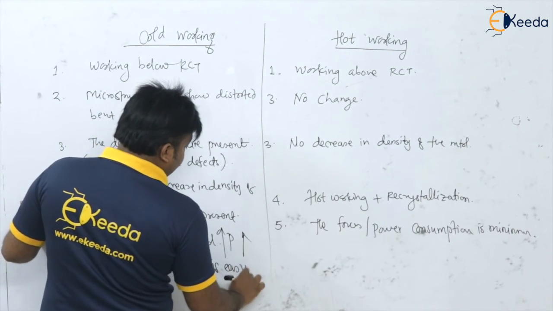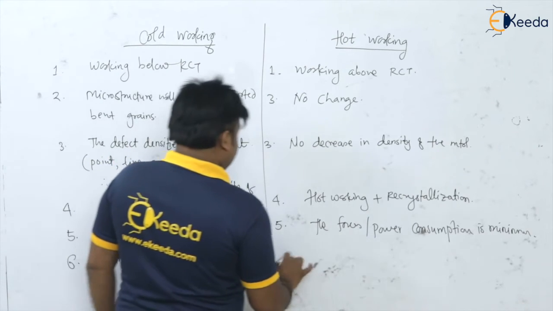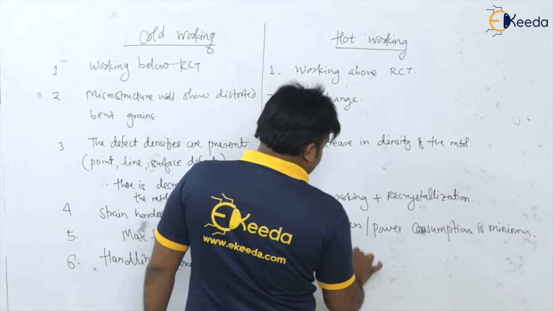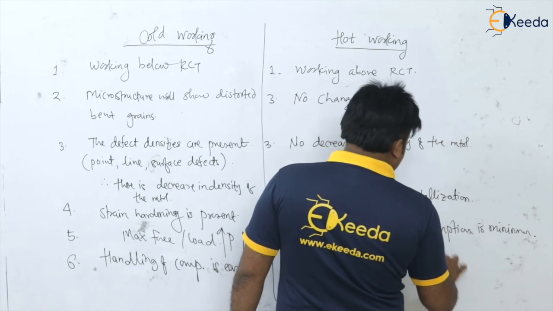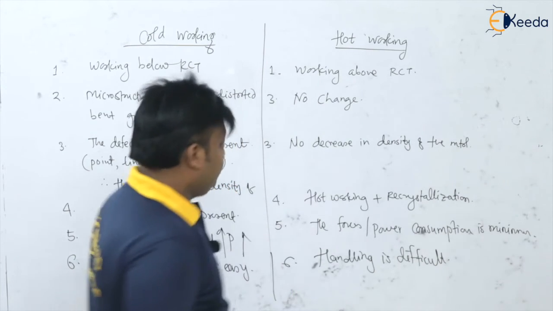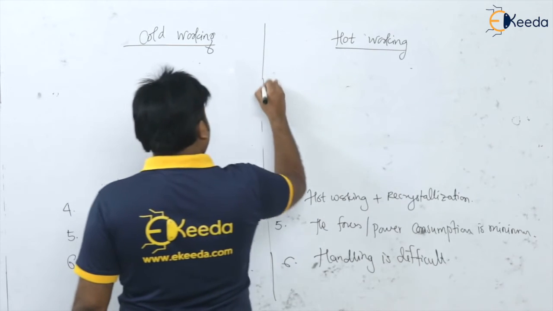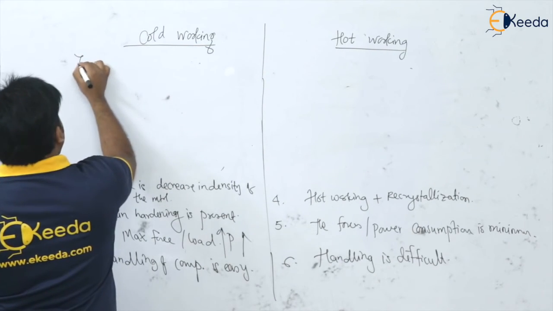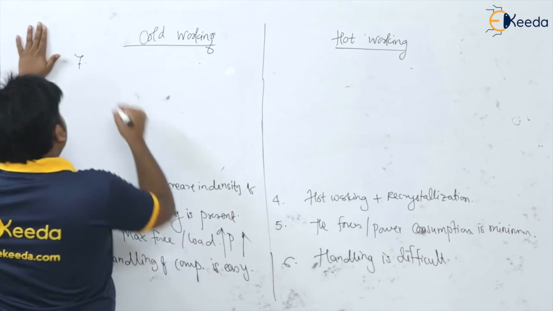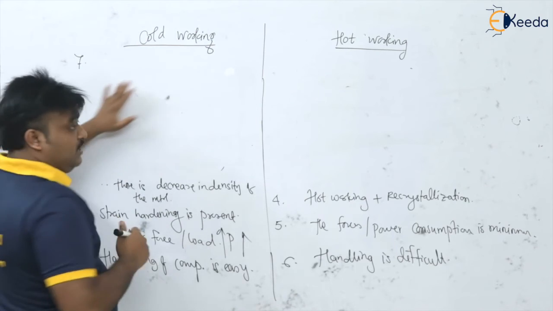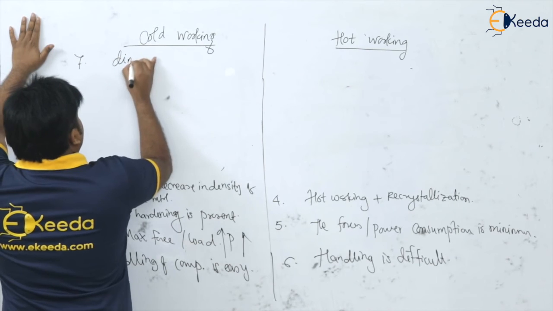Next, if I want to write about the handling of material, handling of components or parts is easy in case of cold working because heating is below RCT. Here the handling is difficult. In hot working, handling is difficult. Okay, that is the important thing. Then see, in cold working, as we are doing the work below the recrystallization temperature, there are no shrinkage forces. Okay, so definitely dimensional accuracy is very high.